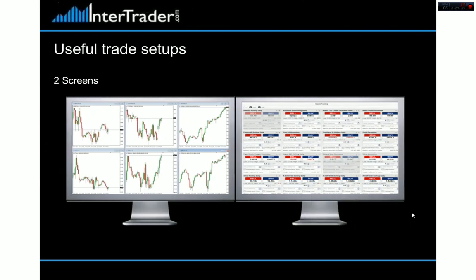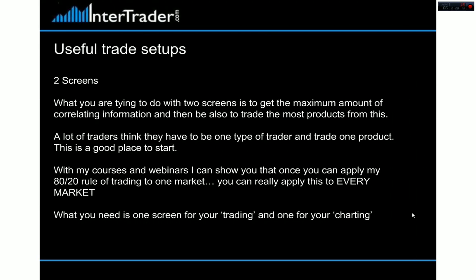So 2 screens can be split up like this. You can have your market watch and your different products you trade on the right hand side. On the left hand side, you have your charts. Pick out 3, 6, 9, whatever you want to put on your screens, a number of charts that you can use to see the markets going up and down. 2 screens is useful because you can split your charting analysis and your trading into 2 separate places. So rather than having everything in one place, you've got 2 distinct parts.